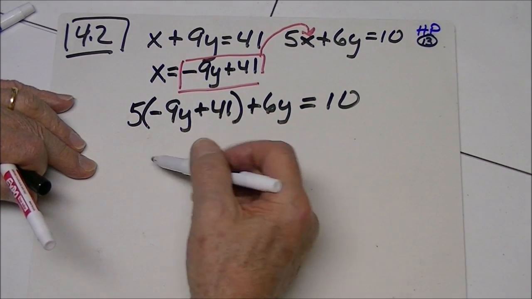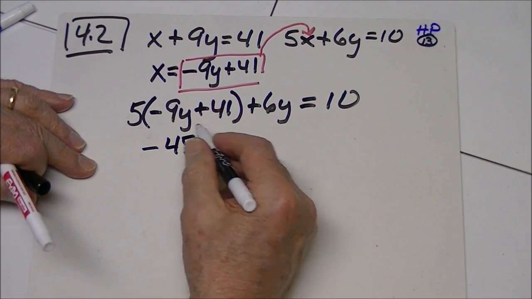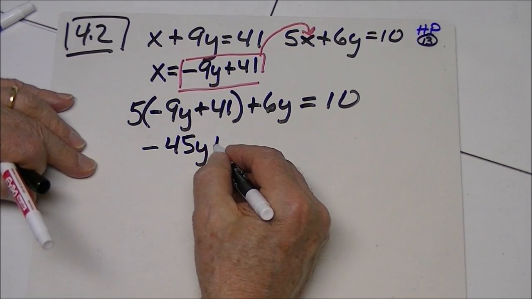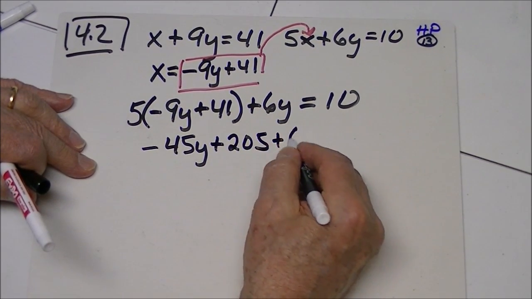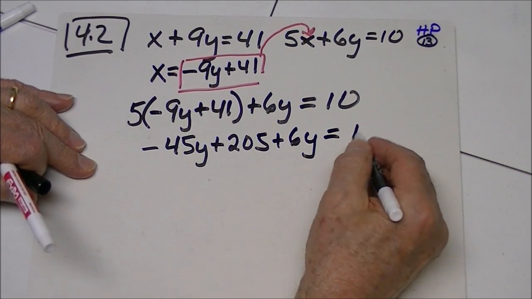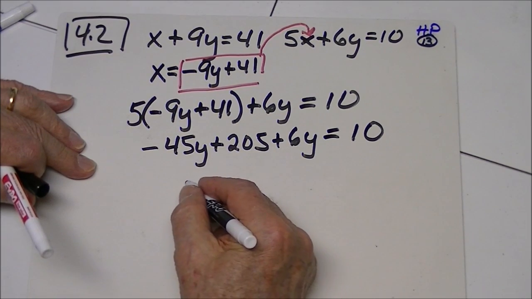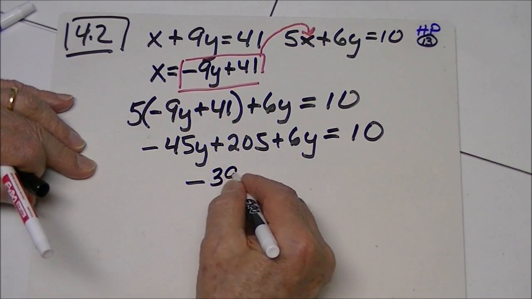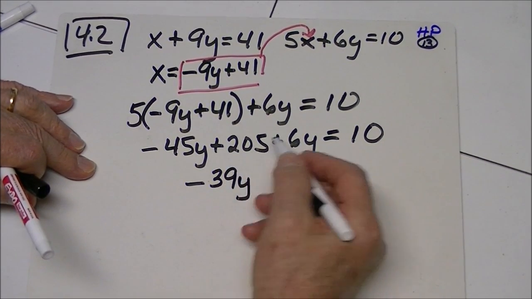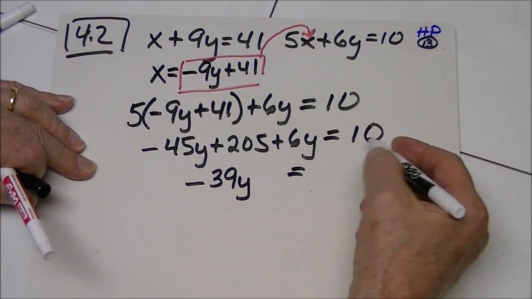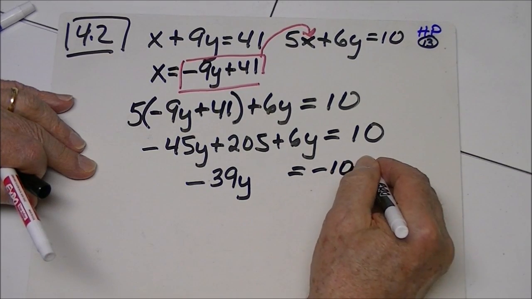So we distribute to get rid of parentheses, a negative 45y. Now I used my calculator for this. This gave me a positive 205 plus 6y equals 10. I'm now going to combine like terms. I get a negative 39y. I'm going to subtract 205 from both sides, or just transpose it. This gives me a negative 195.